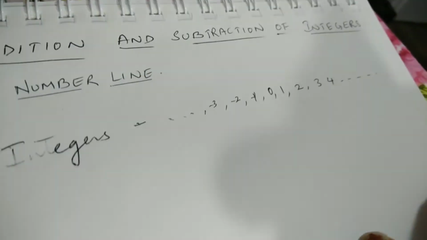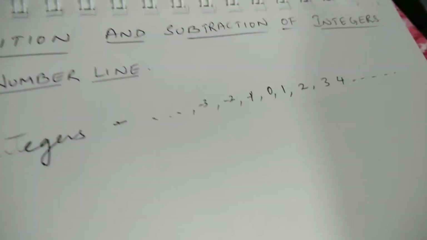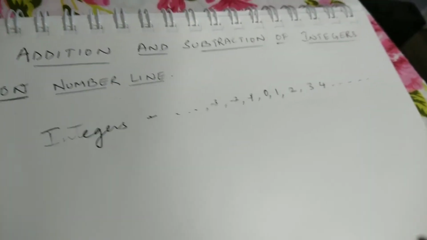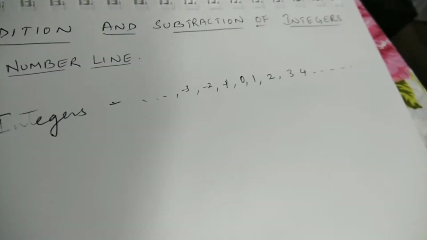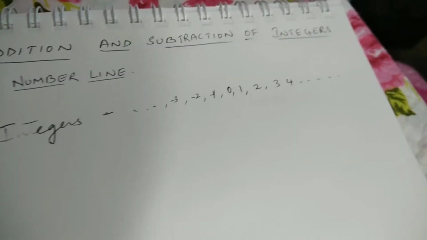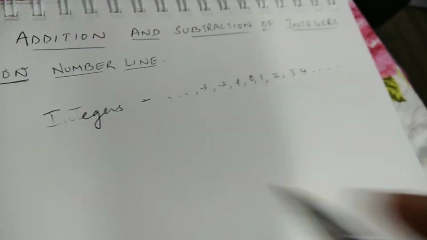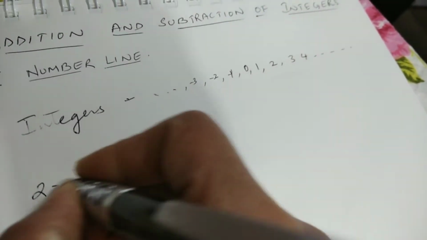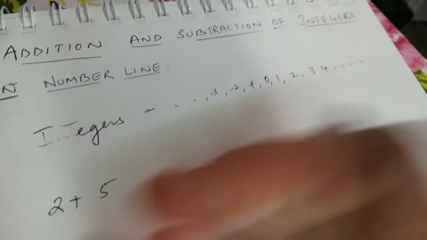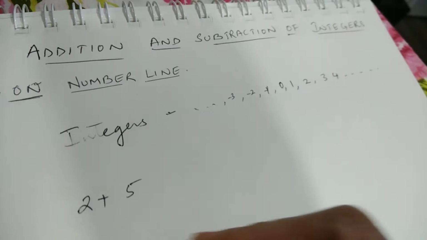Last video we also saw the addition and subtraction of integers, and today we will have a visualization of how that addition and subtraction looks on the number line. So let us see that. Let us start with the first example, that is 2 plus 5. This is very simple. We already know what 2 plus 5 is, but let us see how it looks on the number line.